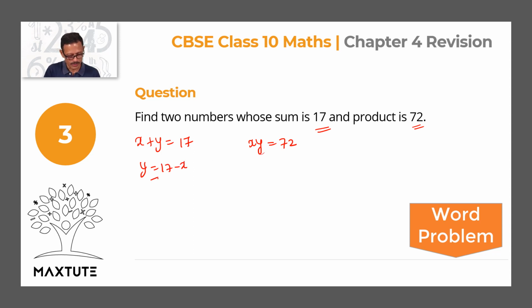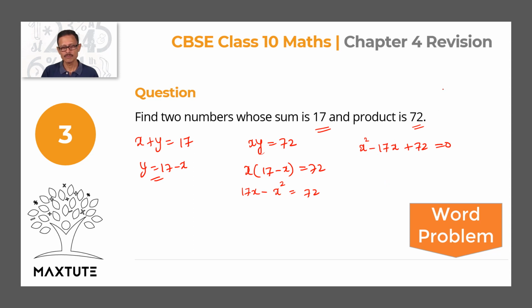Take the y from this and plug it in here. So we're going to get x times 17 minus x is equal to 72. Expand this. This is going to be 17x minus x square. This is equal to 72. Take all terms to one side. I'm writing it here. So it's going to be x square minus 17x plus 72 equals 0.